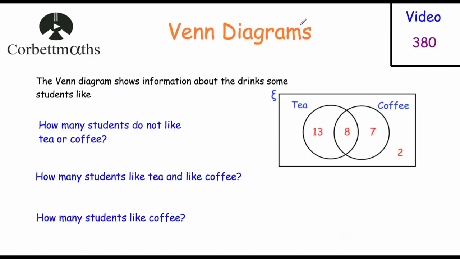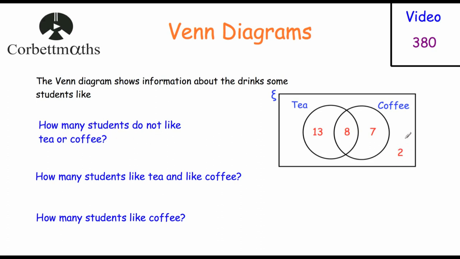Okay, now next topic is Venn diagrams. So we've got our circles and they overlap. And the question says, the Venn diagram shows information about the drink some students like. So the students have been asked if they like tea or coffee. And the Venn diagram shows us the results. So 2 people do not like tea or coffee at all. 8 people like tea and coffee because this 8 is inside both circles. 13 people like tea only, but not coffee. 7 people like coffee only, and they don't like tea. And that's it.